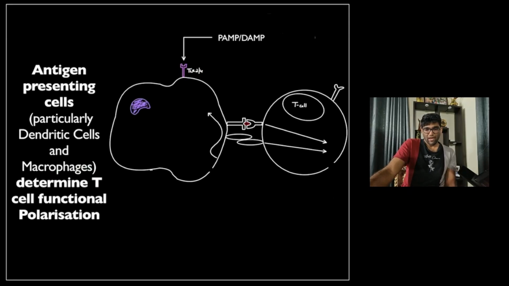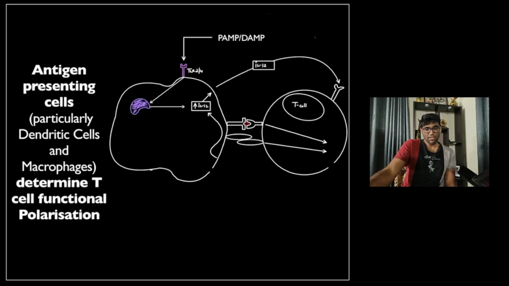Here we have an antigen presenting cell, naturally a dendritic cell or a macrophage, and it determines T cell polarization. This antigen presenting cell has detected a pathogen associated molecular pattern or a damage associated molecular pattern that has activated TLR2 and 4 in this particular situation. That causes signaling within the antigen presenting cell, which increases expression of interleukin 12. This interleukin 12 is then secreted by the cell and attaches to its receptor on surrounding T cells.